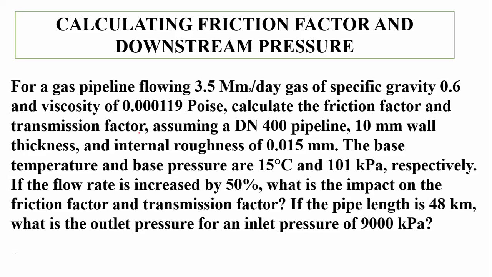Assume a DN400 millimeter pipeline, 10 millimeter wall thickness, and internal roughness of 0.015 millimeter. The base temperature and base pressure are 15 degrees C and 101 kilopascal, respectively. If the flow is increased by 50%, what is the impact on the friction factor and the transmission factor? If the pipeline is 480 kilometers, what is the outlet pressure for an inlet pressure of 9,000 kilopascal?